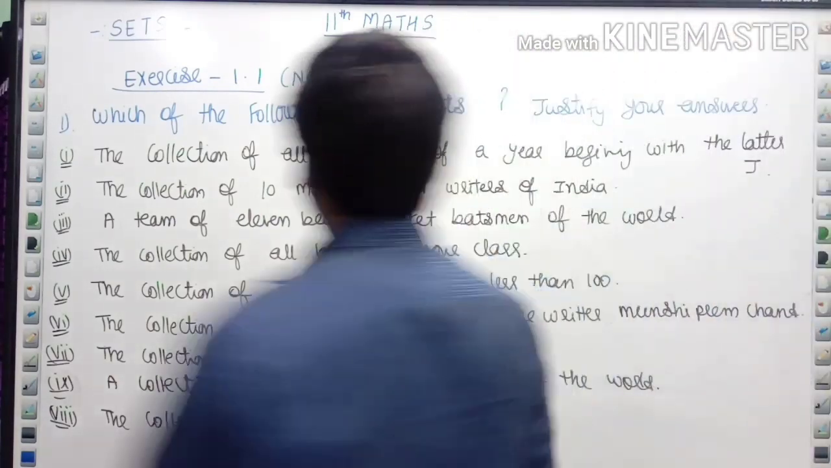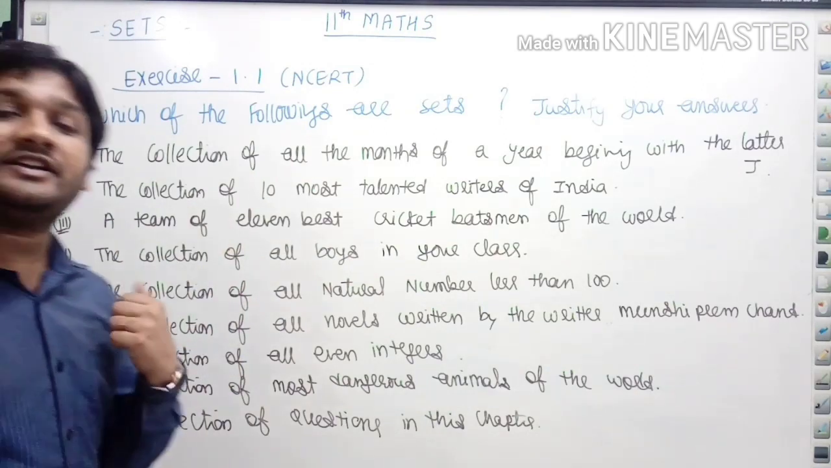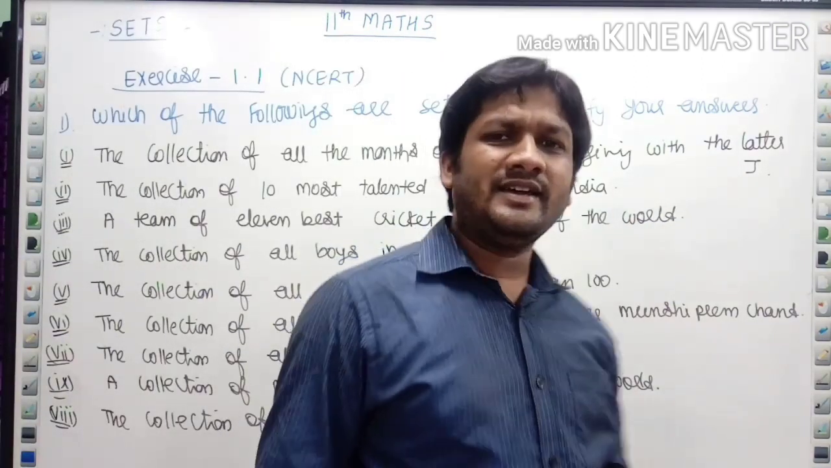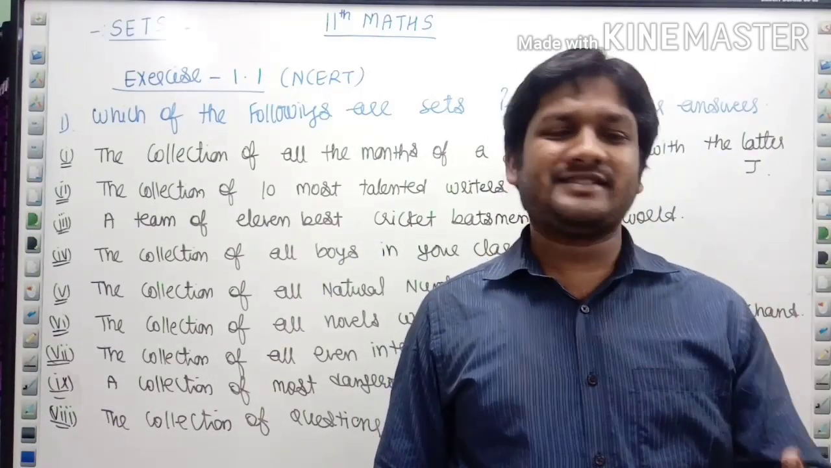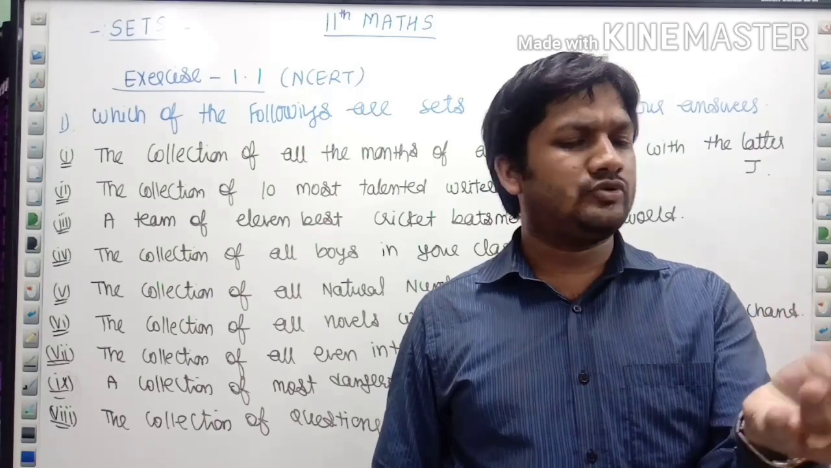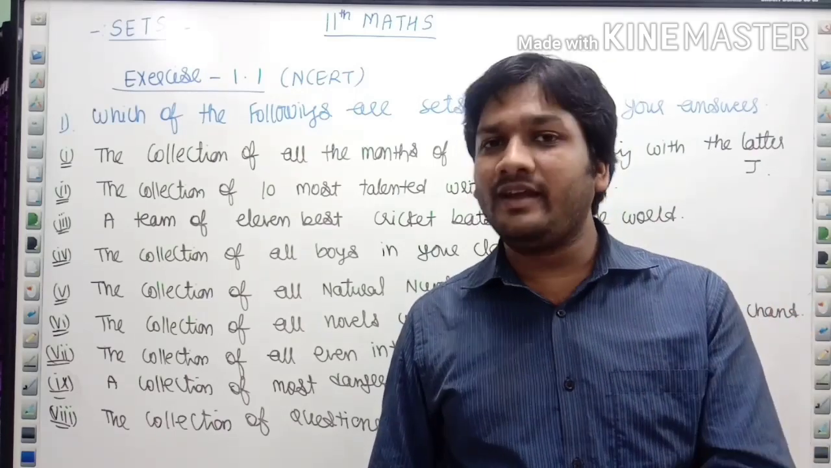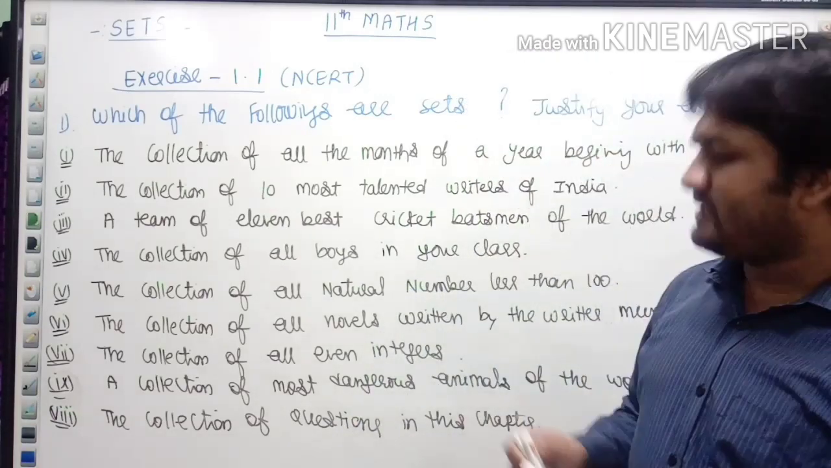The first is the collection of all months of a year beginning with the letter J. We can easily say, sir, we have 12 months in a year, and among the 12 months we can easily say January starts with J, then June, July. These are the months which start with the letter J. So we can easily identify.